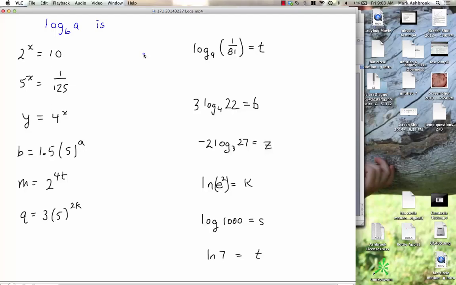I'm not asking you to say an equation. I'm asking you to tell me what that is. Not a mathematical equation or expression. Log base B of A is what? See who remembers. How about Chad? Headphones off. Log base B of A is what?